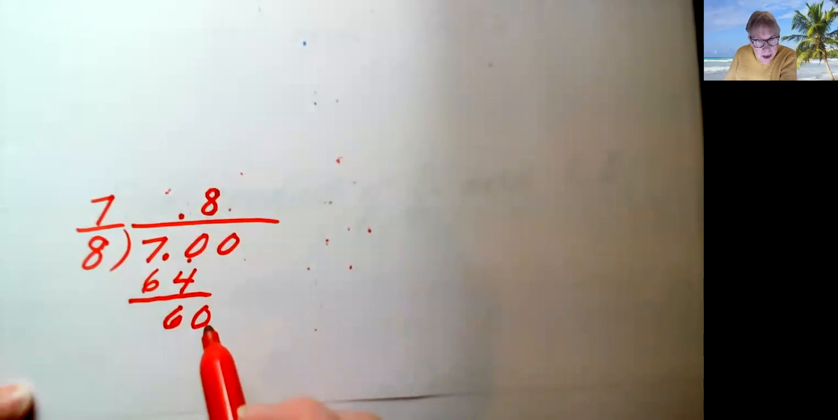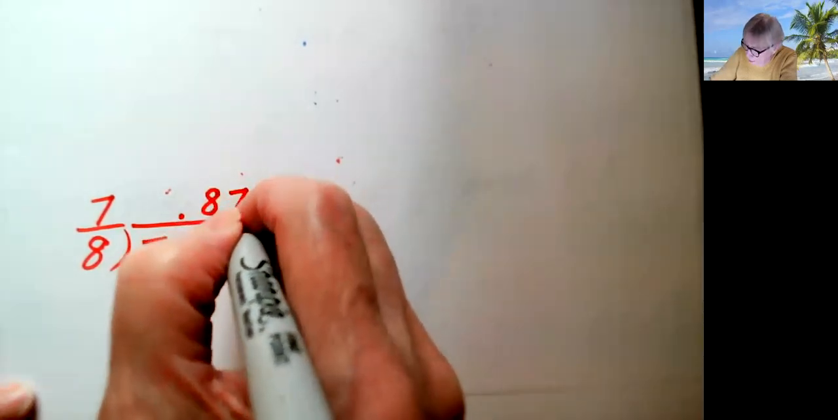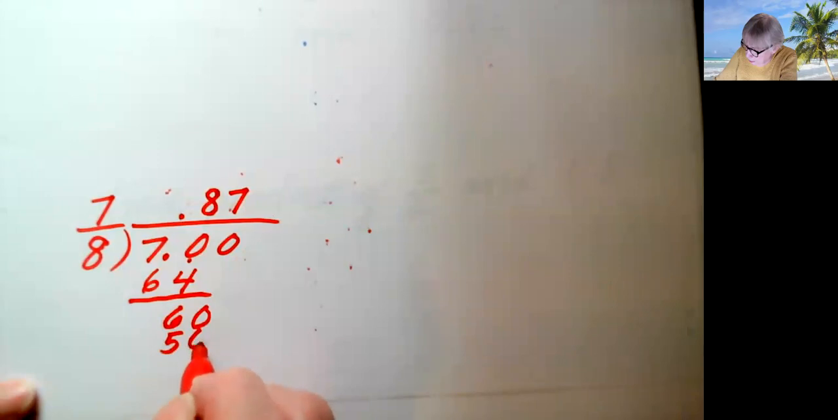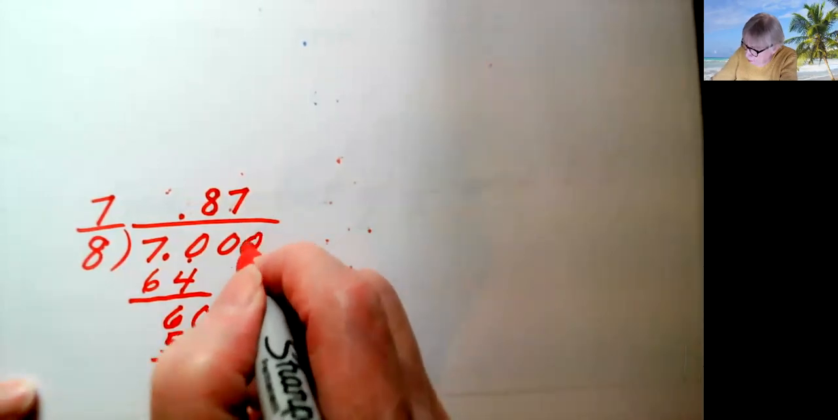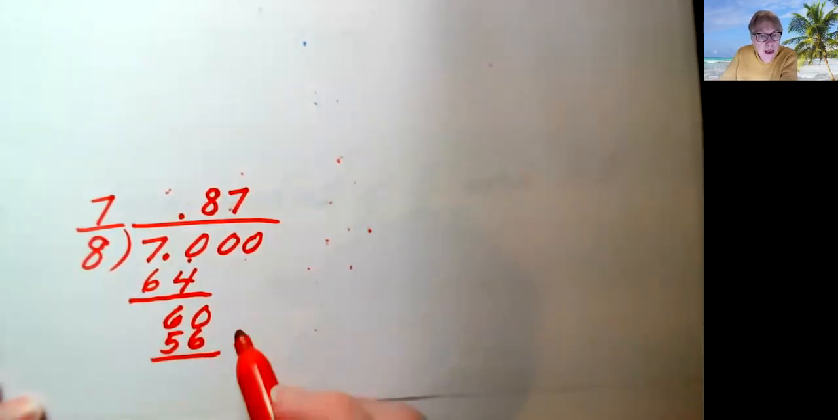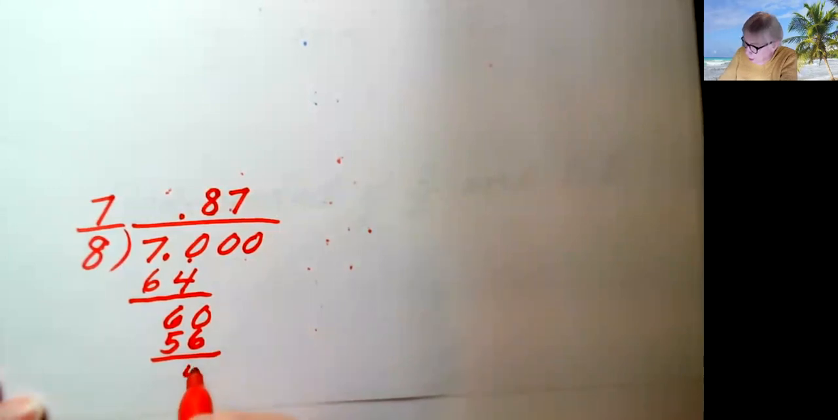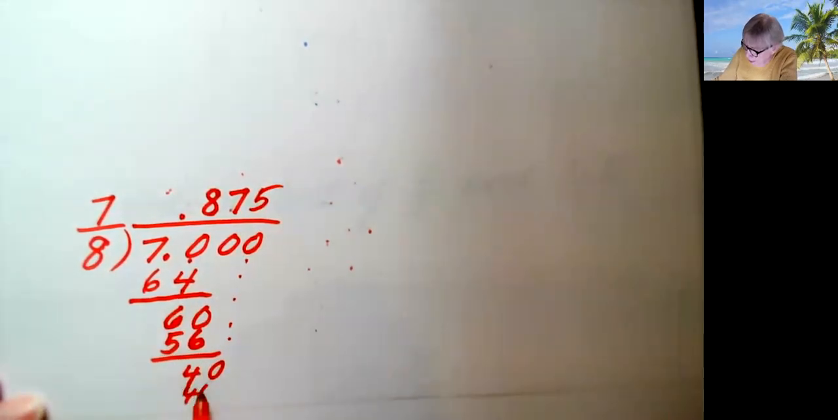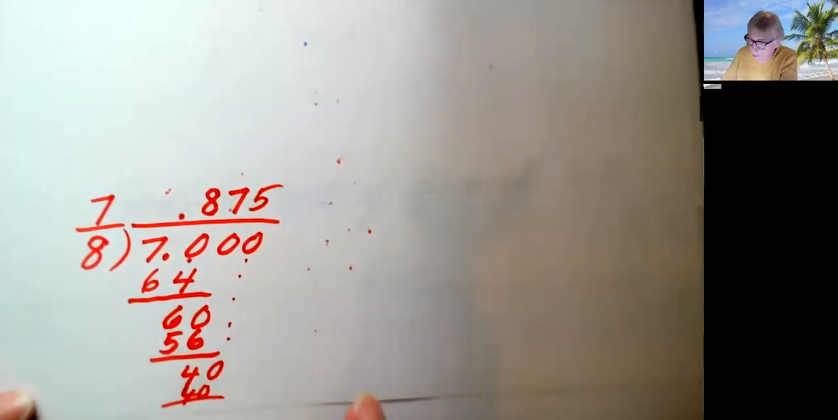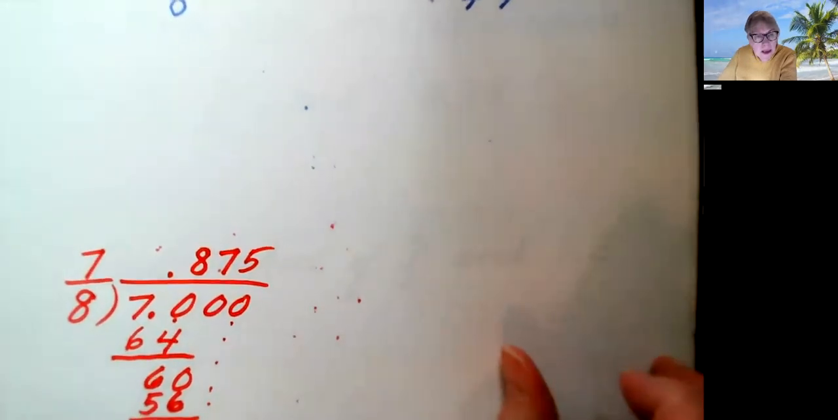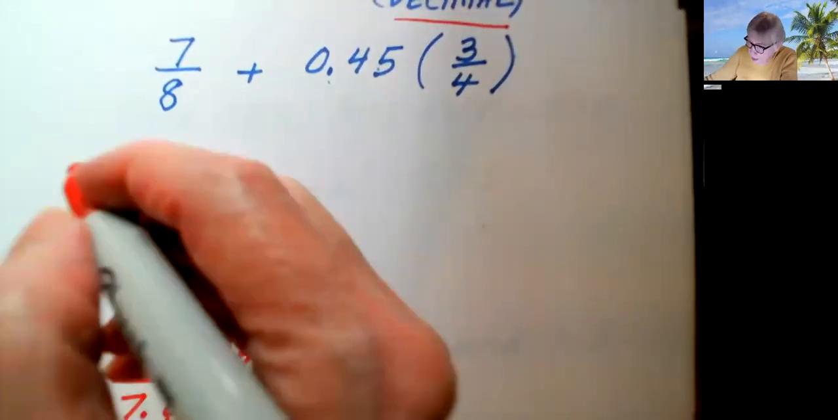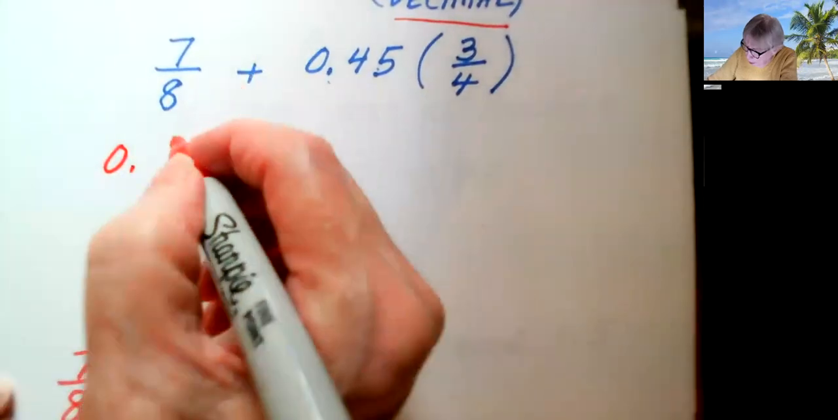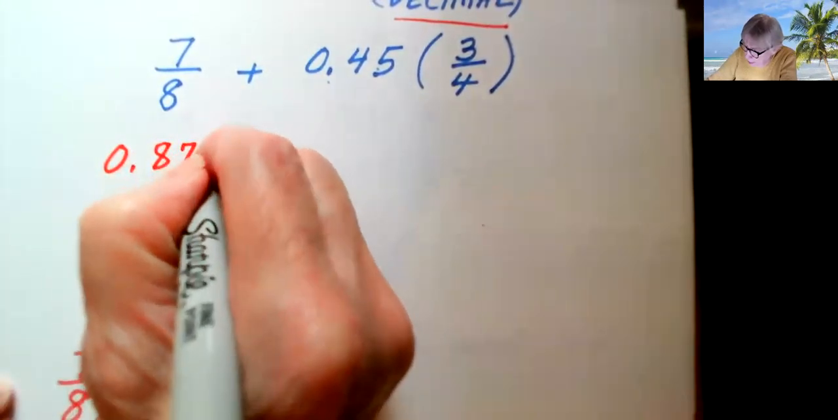8 into 60 is 7. 56. And I'm going to have to add one more 0 to make this fly. When I subtract, I get 4. I bring down that last 0. 8 into 40 is 5, and that's it. So this 7 divided by 8 is really 0.875.